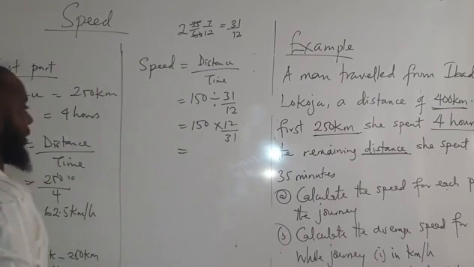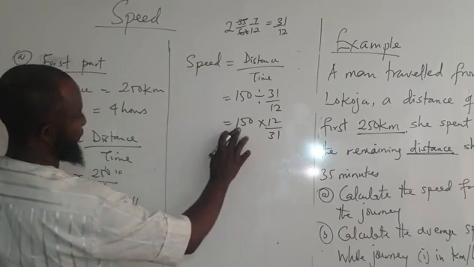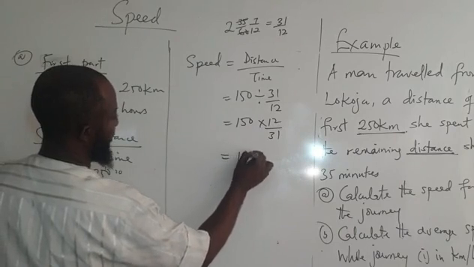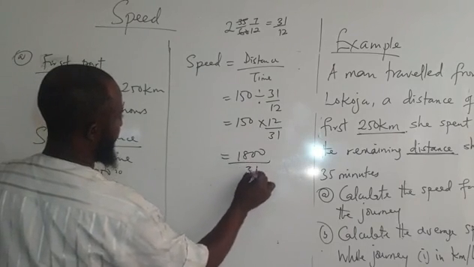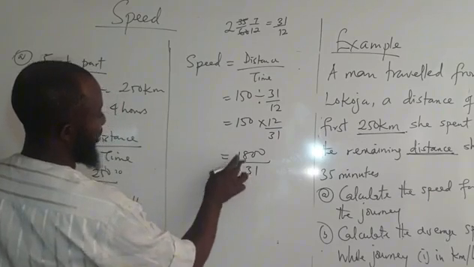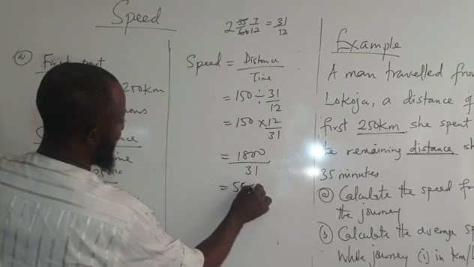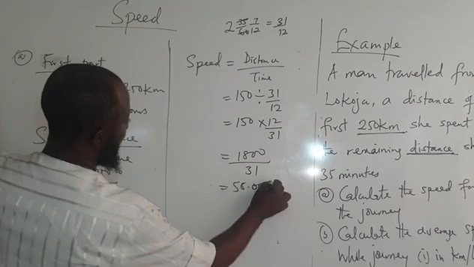So let's use the calculator here. When we multiply 150 by 12, we're going to have 1,800 divided by what? 31. So when you divide it, 1,800 divided by 31 will give us 58.064516.